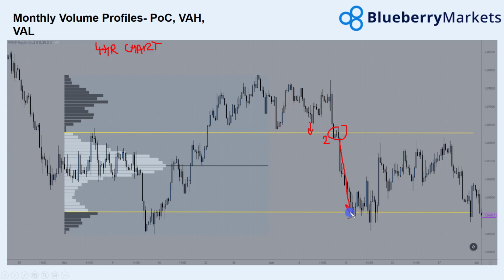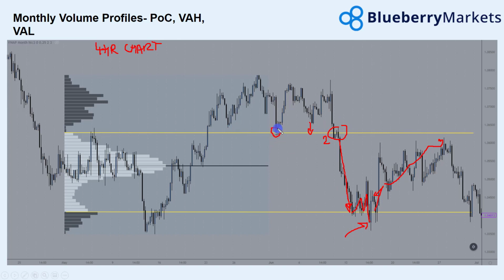Price came in, retested the other side of value, and then again we get that rejection. We try and break out. Price tries to look for further downside, but it fails, and we get two closes back within that value area, and price starts to move back towards that zone again. So you can see how effective that can be if you're trading value area to value area.